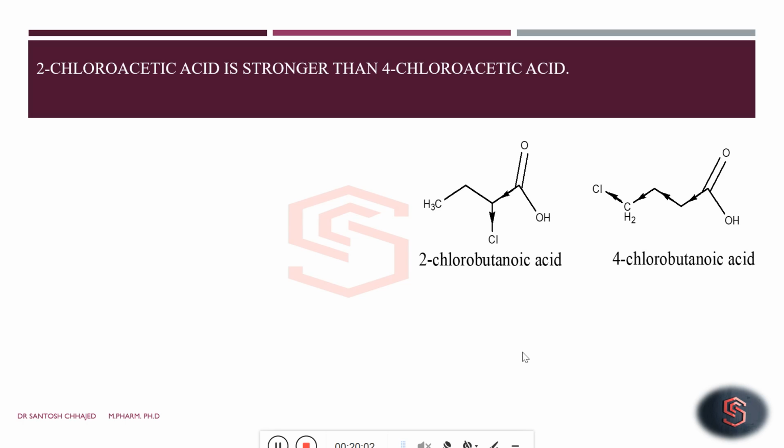Now we'll again do comparison between 2-chlorobutanoic acid and 4-chlorobutanoic acid. So we already learned that inductive effect operates through chain. Here in 2-chlorobutanoic acid, chlorine is a little closer to carboxylate ion than the chlorine of 4-chlorobutanoic acid. I'm sorry, I read this as acetic acid. So these are 2-chlorobutanoic acid and 4-chlorobutanoic acid. In 4-chlorobutanoic acid, chlorine is quite apart from carboxylate ion, though inductive effect is operated through chain. I have shown this via the movement of electron via the bond.